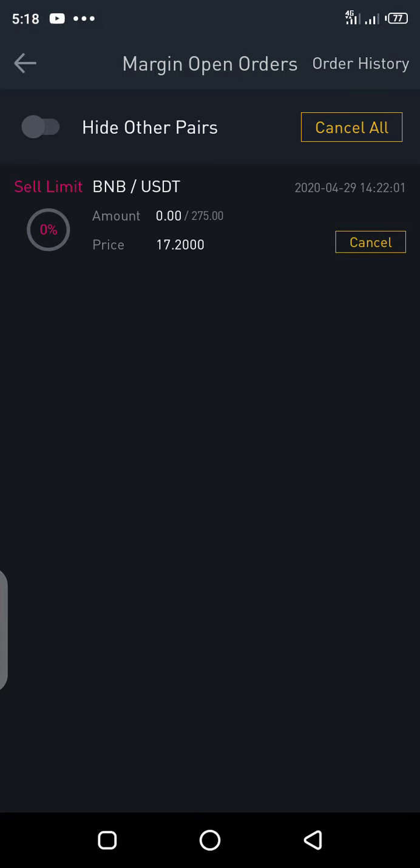Here I have a margin trade of BNB sell at 17.2. If BNB goes to 17.2, my prediction is it will come down from 17.2. So this is the order.